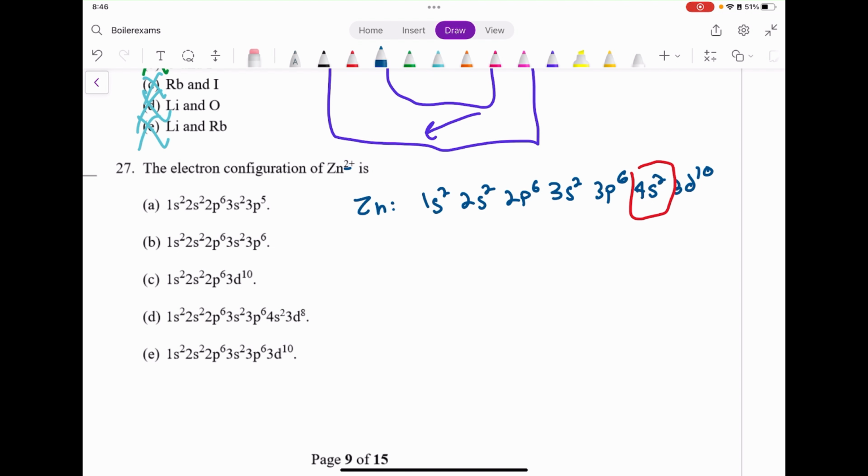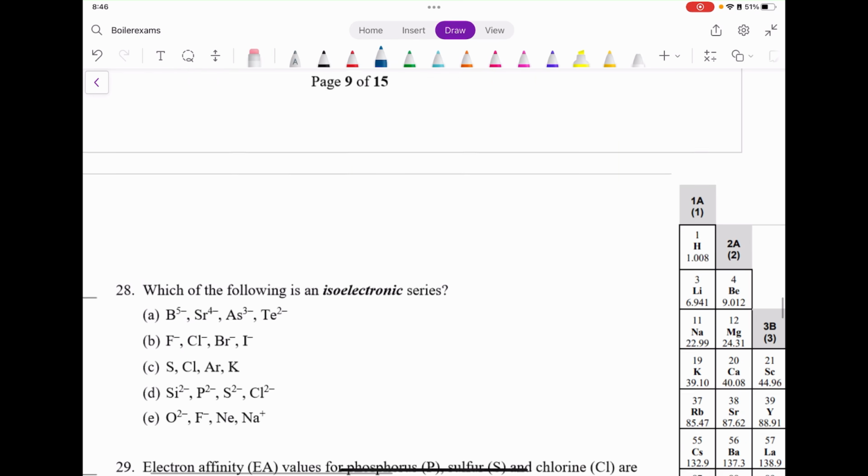So all you need to know is that when you have these transition metal elements and you form ions, they're going to pull off those s electrons that are in that higher energy level first. So this is our electron configuration for zinc 2+, and that's answer choice E. It looks like 27E.